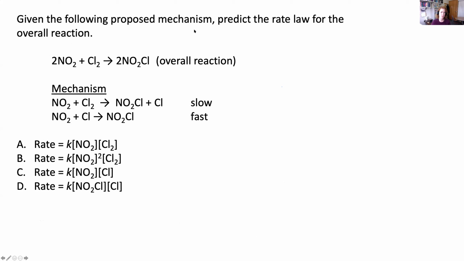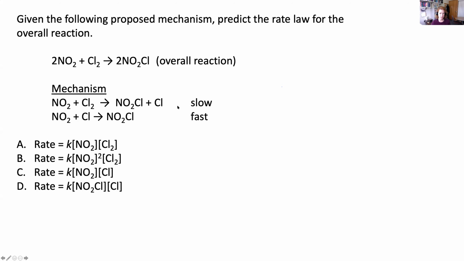So given the following proposed mechanism, predict the rate law for the overall reaction. So here's my slow step, here's my fast step, this is my overall reaction. What is the rate of the overall reaction? So is it A, rate constant times concentration of NO2 times concentration of chlorine? B, rate is K times the NO2 concentration squared times the chlorine concentration. C, rate is the rate constant times NO2 concentration and the chlorine concentration. D, rate is K times NO2Cl concentration times Cl.